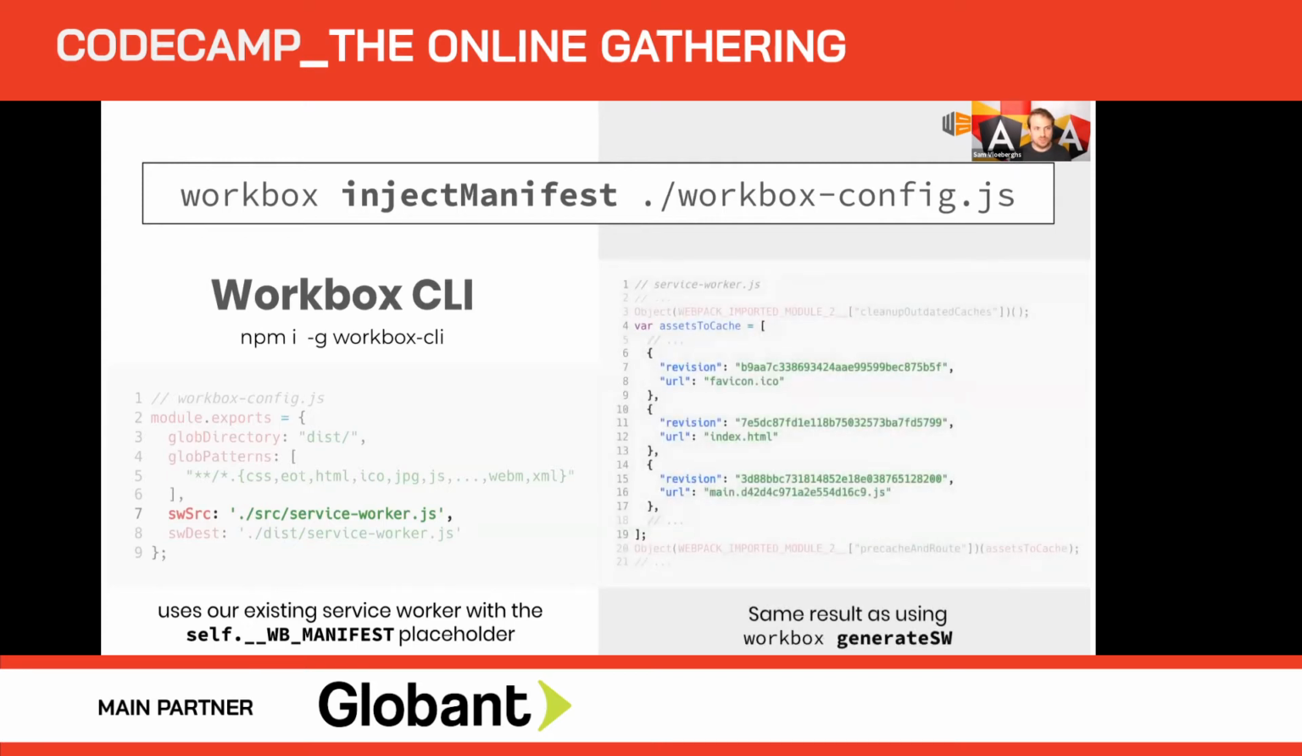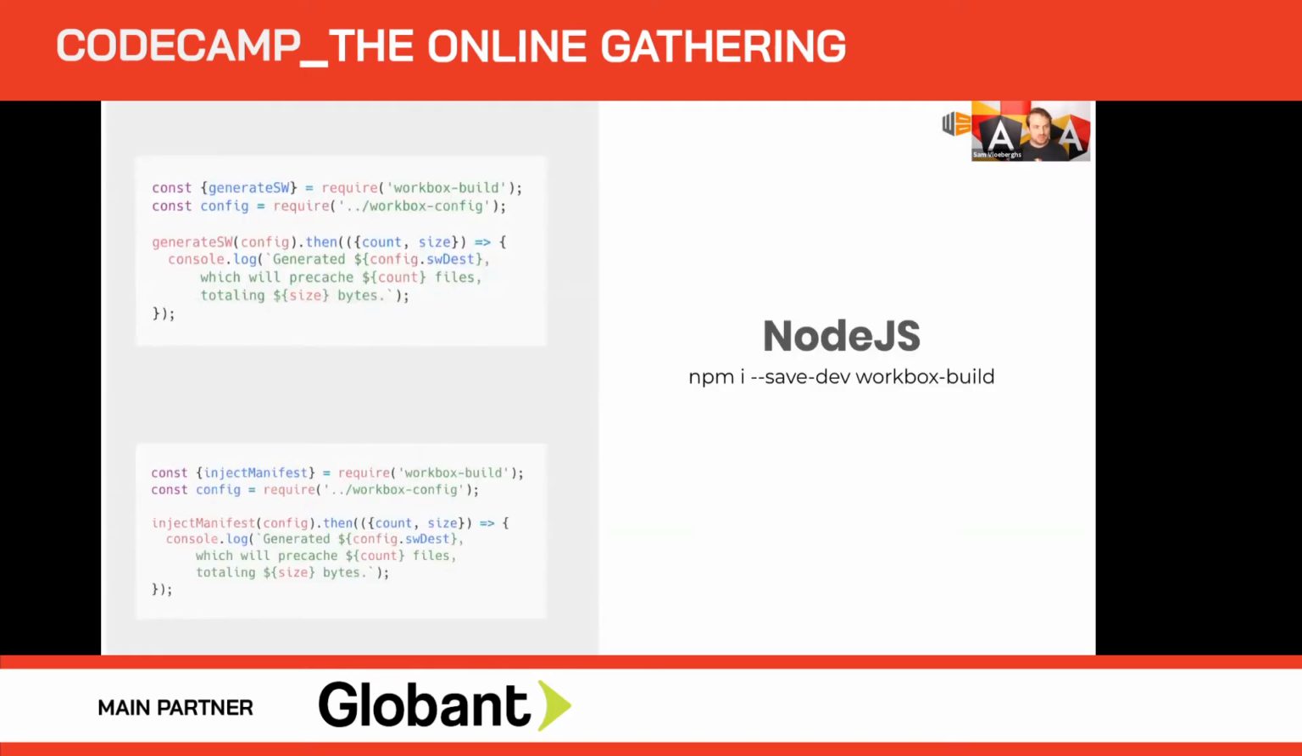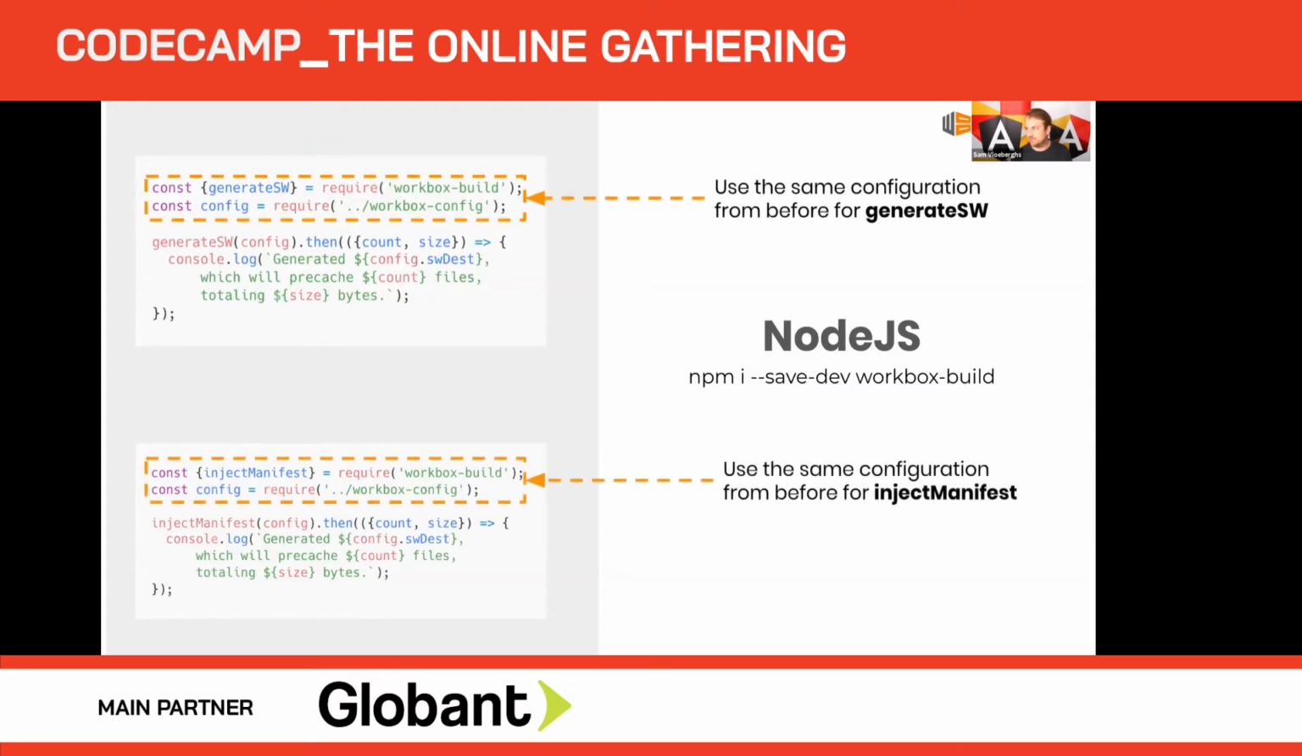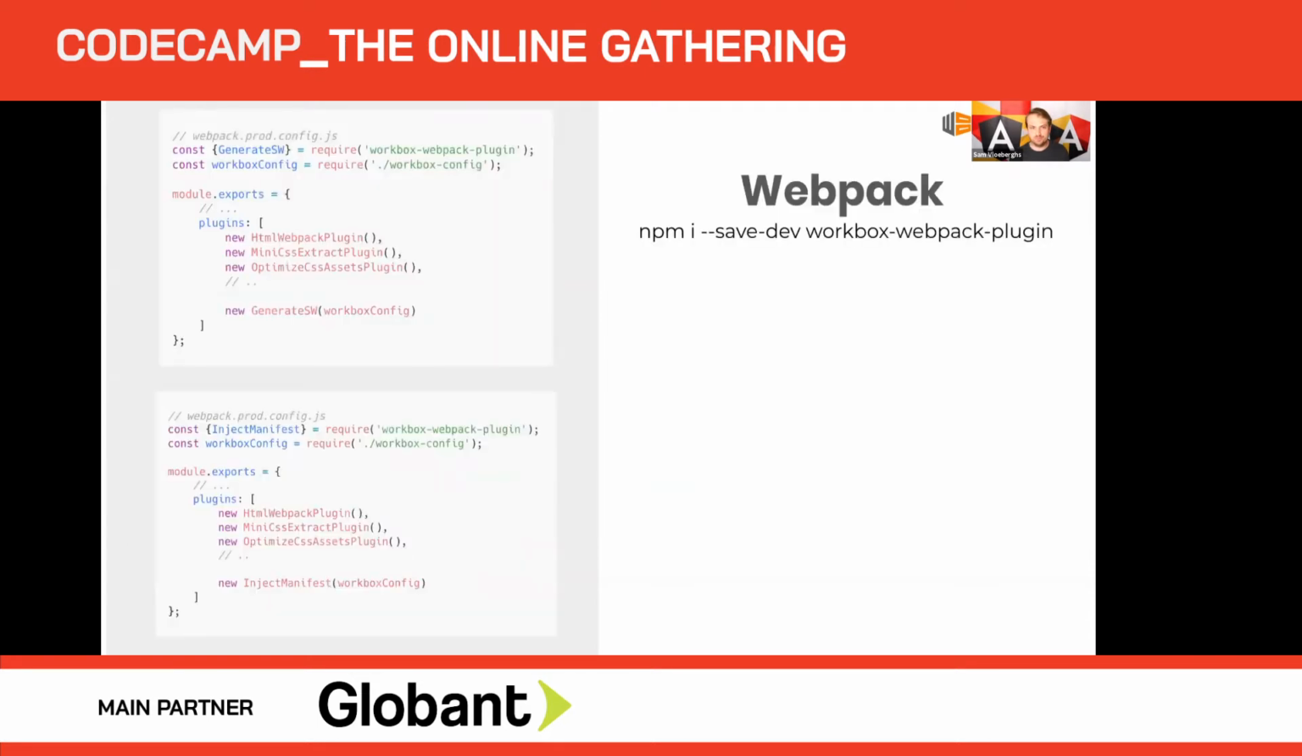So same result as using generate service worker. Exact same thing can be achieved using node scripts, as you can see here. It's just programmatically calling the same commands, and they output exactly the same. So yeah, we use the same configuration for both generate service worker and inject manifest. And you can install those node tools by installing Workbox build.